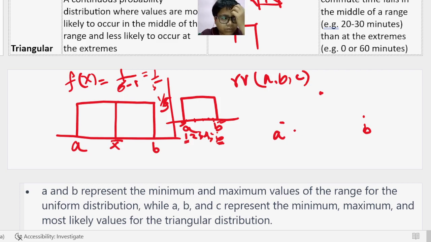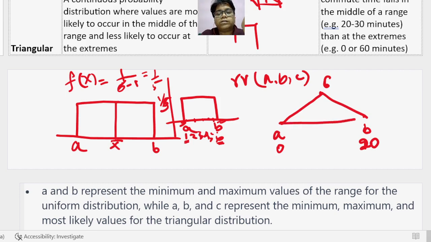Suppose you are coming late to the office. Typically it is 5 to 6 minutes, but on some days you are late by 20 minutes, and some days you are not running any delay, you are punctual that day. So a is 0, the maximum is 20 minutes late, and on average you are 6 minutes late most of the time. Now this is a triangular distribution.